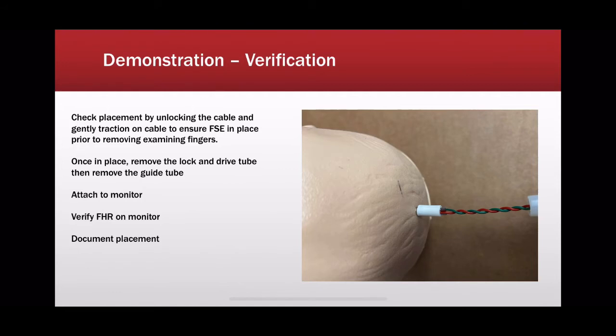Once it is in place, you can remove the lock and drive tube and then remove the guide tube all in one. We're going to attach the end to the monitor that will be on the patient's leg, and we're going to verify the fetal heart rate on the monitor. We document our placement in the electronic medical record.